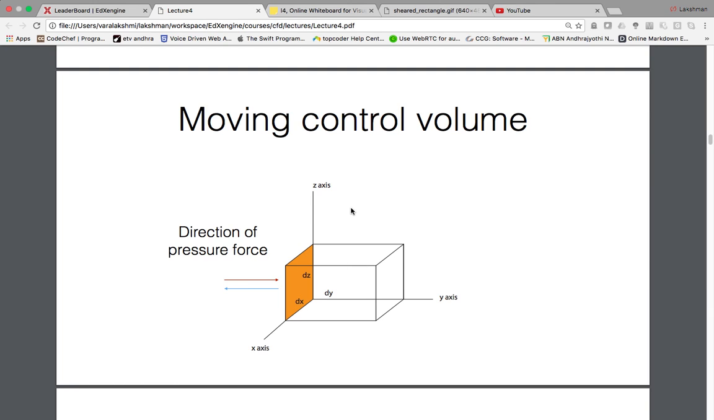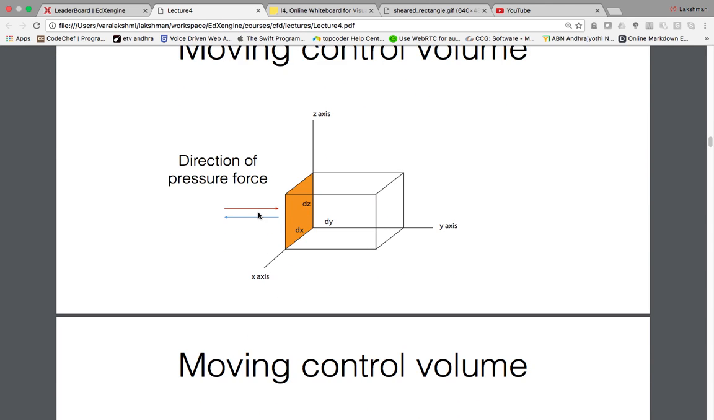Here we are going to consider a moving control volume. And anybody asked any question?